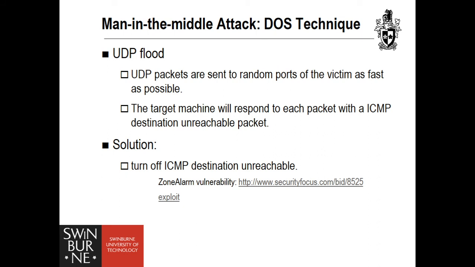Another DoS technique is a UDP flood. Basically, it's flooding UDP packets to random ports of the victim as fast as possible. The target machine will respond to each packet with an ICMP destination unreachable packet. So, how to solve this attack? By turning off ICMP destination unreachable.